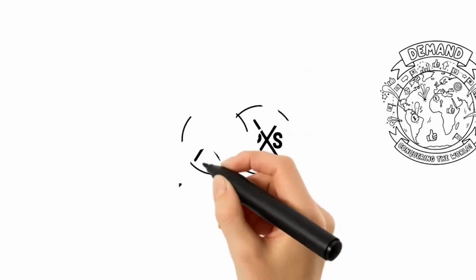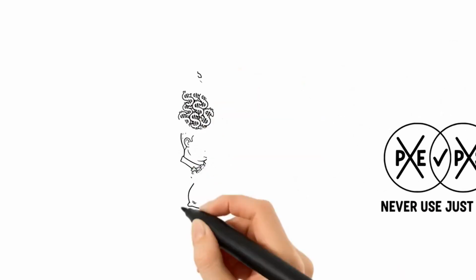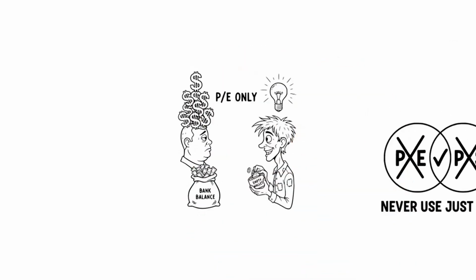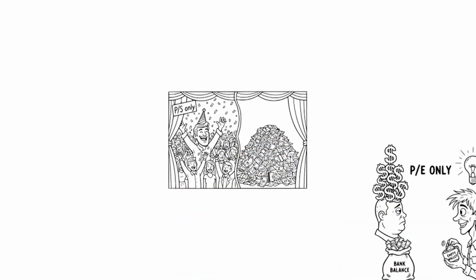The real secret is that you should never use just one. Using only the PE ratio is like choosing a spouse based only on their current bank balance. You might miss out on a future genius who is just broke right now. Using only the PS ratio is like choosing a spouse based only on how many people show up to their parties. They might be popular, but they could also be secretly drowning in credit card debt.